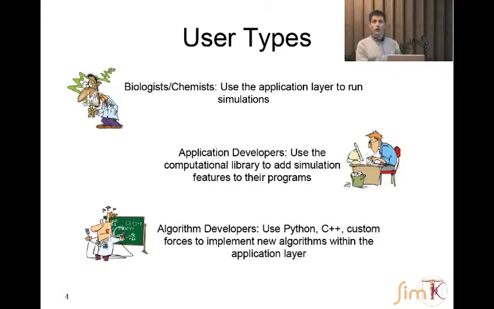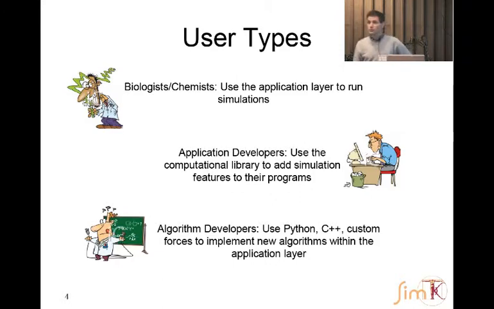It's designed to address various types of needs for various different types of users. We distinguish between three main categories of users. First, there are biologists and chemists. These are people who are interested in studying biology or chemistry. They want to run simulations of molecules and learn things about the nature of these molecules. These people would be mainly focused on using the application layer to run simulations.